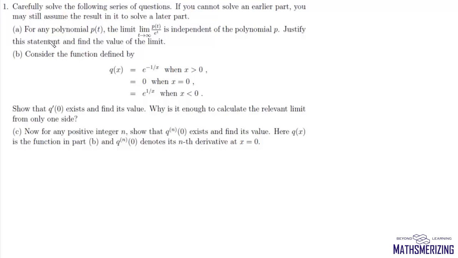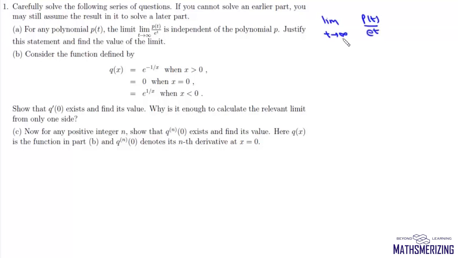Now question number 1 is, for any polynomial p(t), the limit as t tends to infinity of p(t) upon e to the power t is independent of polynomial p. Justify the statement and find the value of this limit. So we have this limit, which is the limit as t tends to infinity of p as a function of t upon e to the power t.